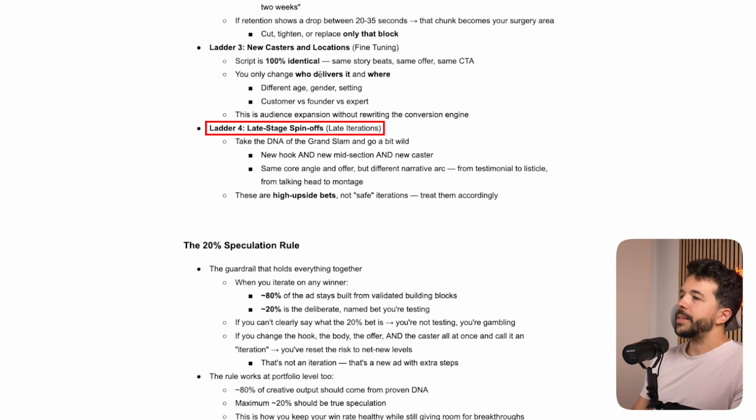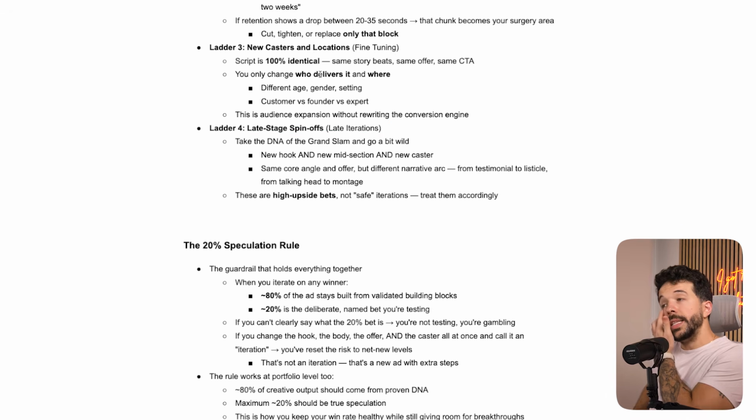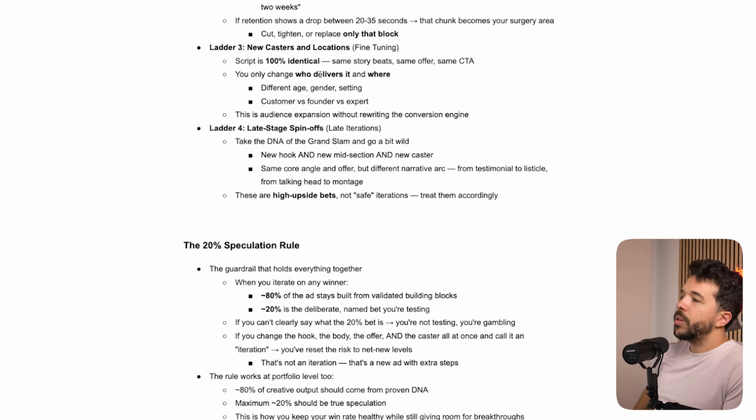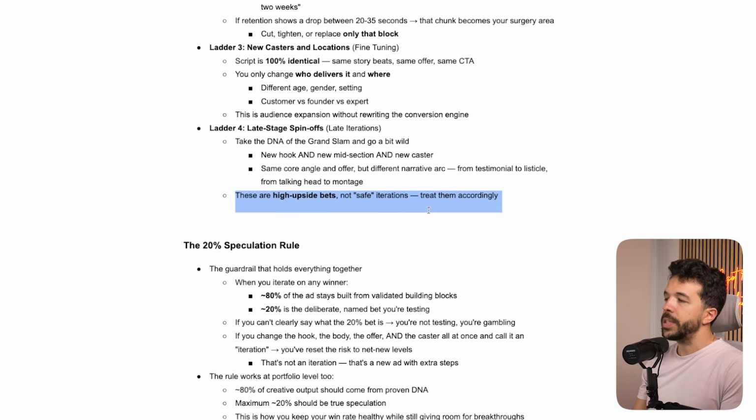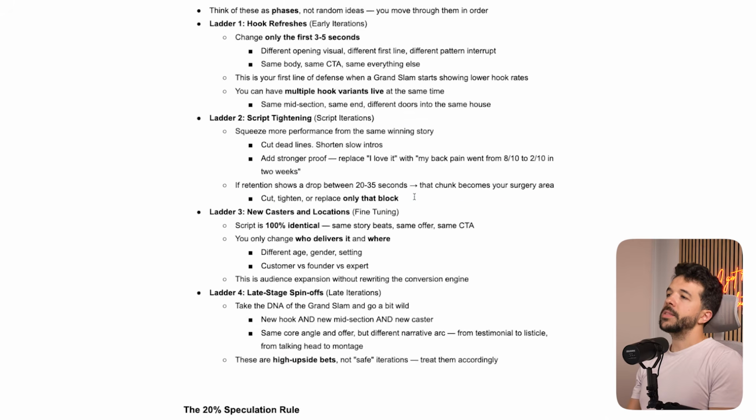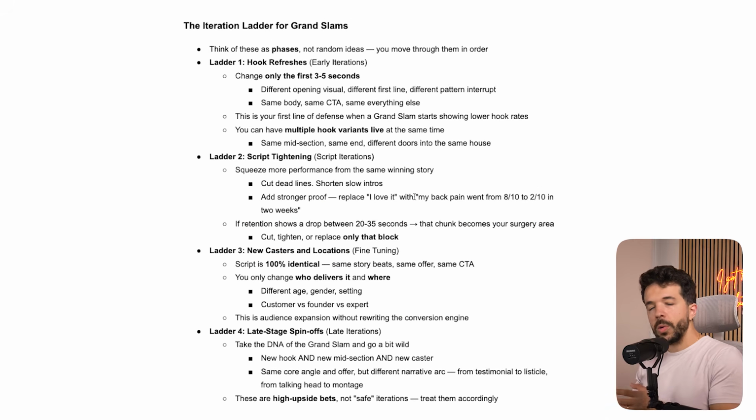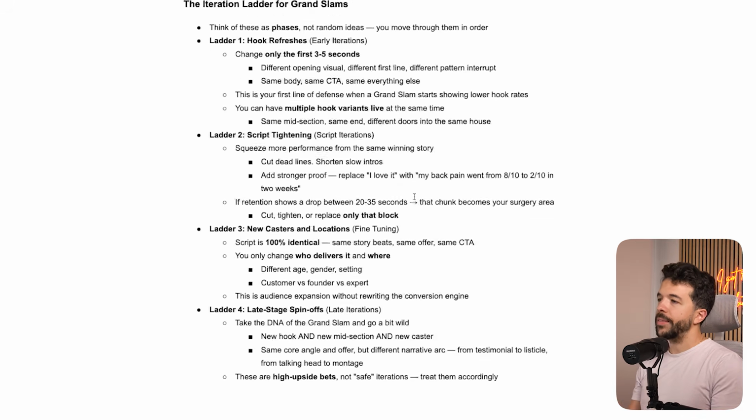Ladder 4 is the late stage spin-offs. With late iterations, this is where you take the DNA of the Grand Slam winner and you go a bit wild. You basically mix all of the things that we tested in ladder 1, 2, and 3 all together. And these are high upside bets, not safe iterations, so you want to treat them accordingly. But this is a simple sequence of iterations and a clear ladder that you can use to keep your Grand Slam winners alive.